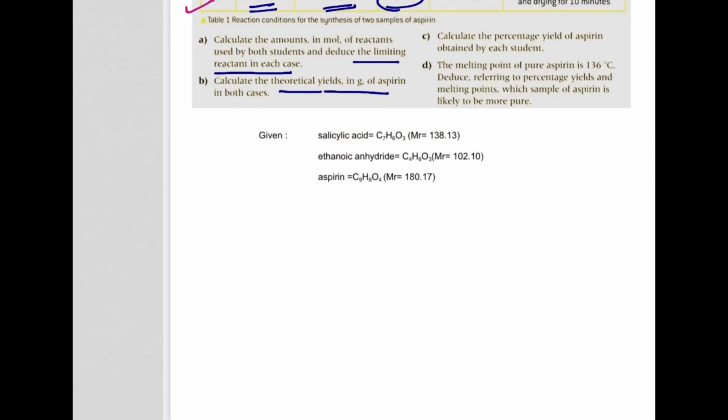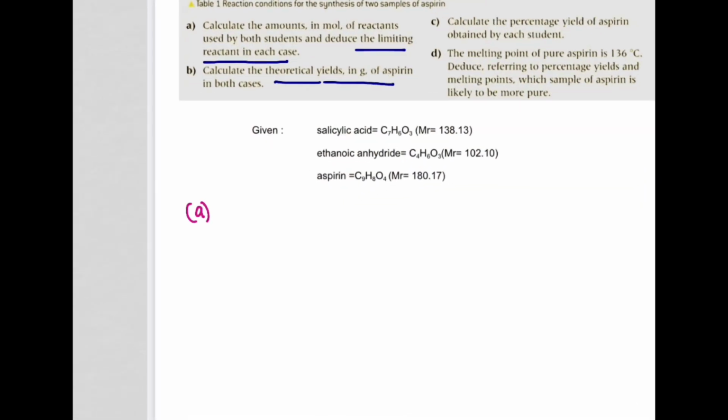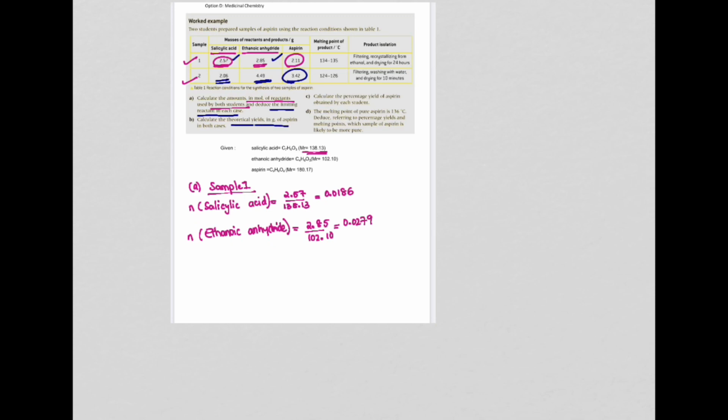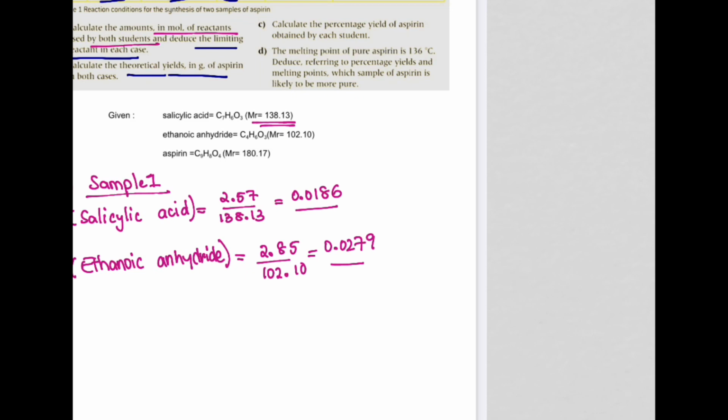For part A, you're going to find the amount of moles of reactants in both samples. We're going to work on sample 1 first. The number of moles is mass divided by MR. For sample 1, I found the number of moles of salicylic acid and the number of moles of ethanoic anhydride, based on the mole ratio 1:1. I find that salicylic acid is found in the least amount, so this one is the limiting reagent.